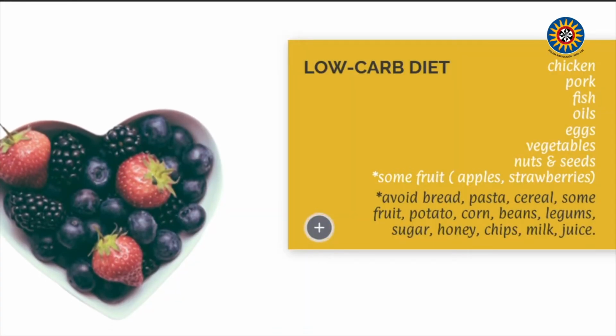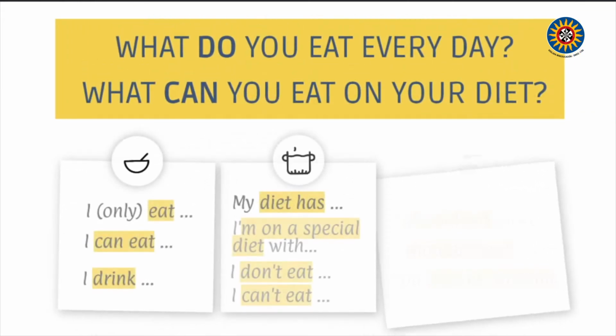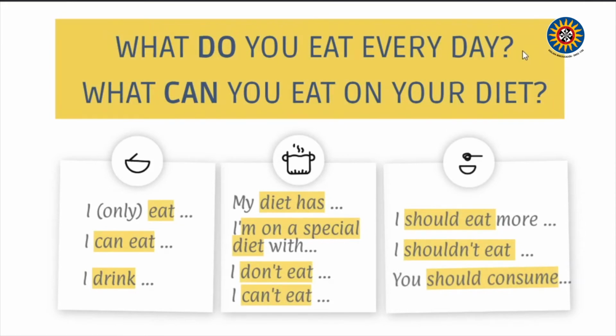Now we are going to see the different ways we used in the previous examples to describe a diet. So, let's start with these two questions. What do you eat every day? We can use this question if we just want to know what someone eats daily. And we can ask the second question, what can you eat on your diet? If the person has a special condition or is following a diet to lose weight.